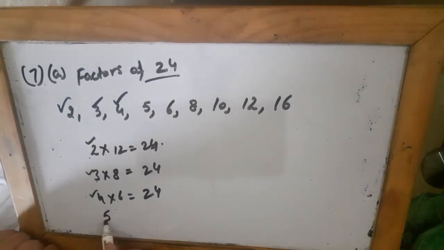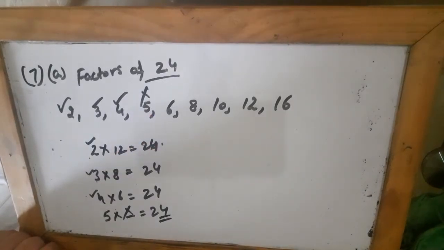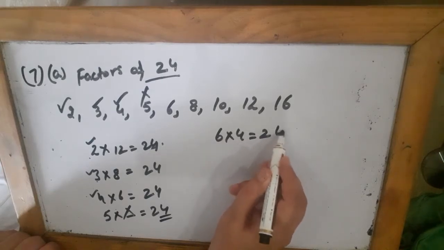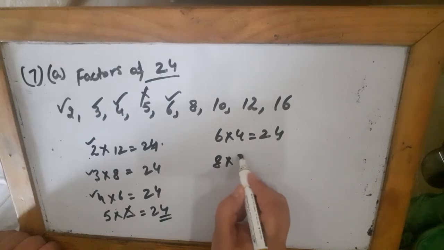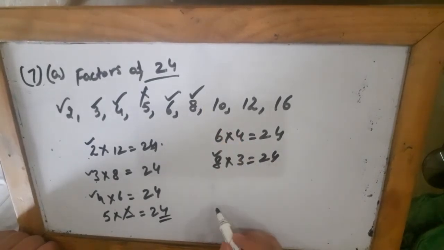Now on the table of 5, do you get 24? If I multiply 5 with any number, do you get 24? No, I cannot get it. So this means 5 is not a factor of 24. Now 6, yes, 6 4s is 24. So 6 also is a factor of 24. 8 3s are 24. So 8 also is a factor of 24.